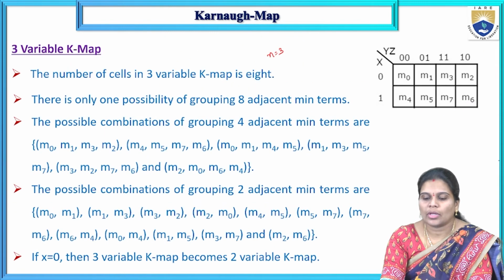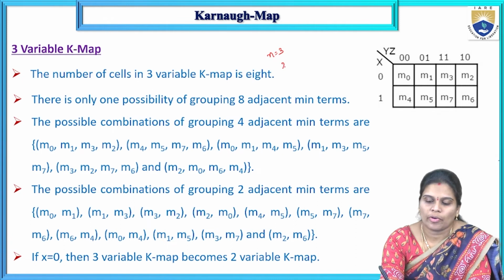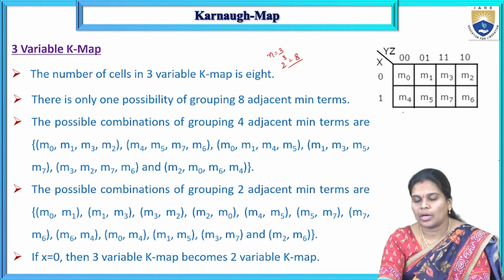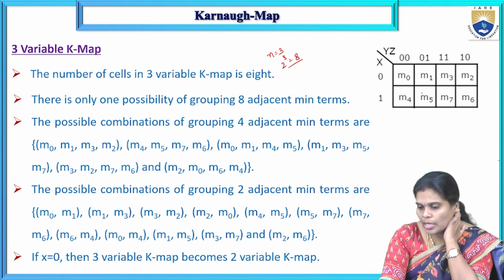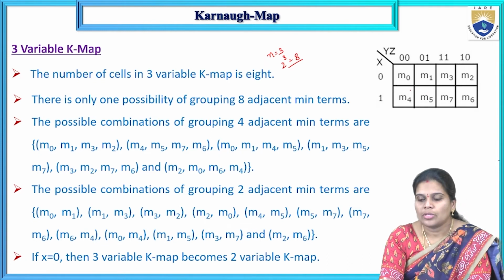Okay. Next one, 3 variable K map. So n equal to 3, 2 power 3 equal to 8. So now a total of 8 square boxes are there. Here we are using the SOP form, so that is M0, M1, M2, M3, M4, M5, M6, M7.